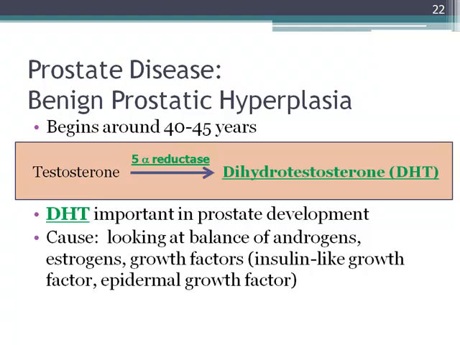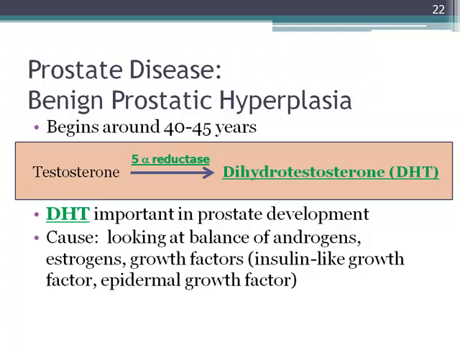Prostate disease, benign prostatic hypertrophy or hyperplasia, begins in most men around 40 to 45 years of age. We see it pretty universally. We know if men live long enough, they're going to see some degree of BPH. Testosterone, a hormone that everybody has, not just men, is acted on by an enzyme called 5-alpha reductase to convert the testosterone to DHT, and the DHT is what stimulates prostate enlargement.